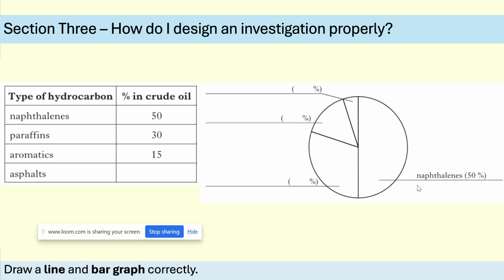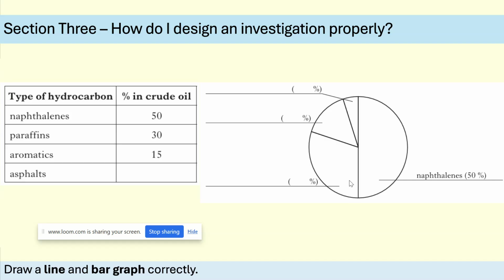The first 50% is naphthalenes. The next one, I would say that's over a quarter. So over a quarter, the next one is going to be something. The next biggest number is paraffins. So it's going to be paraffins. We'd write that on the line. The next biggest number is aromatics, which we'd write on the line. And then this one here.